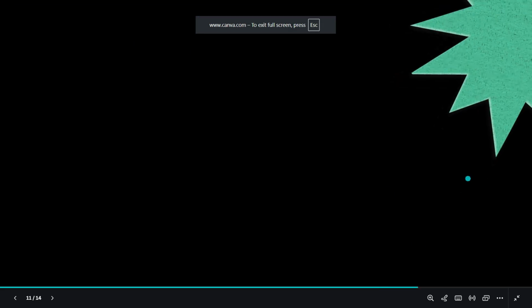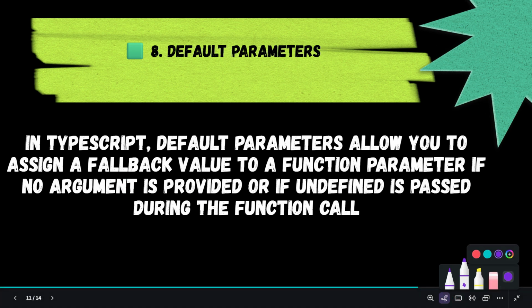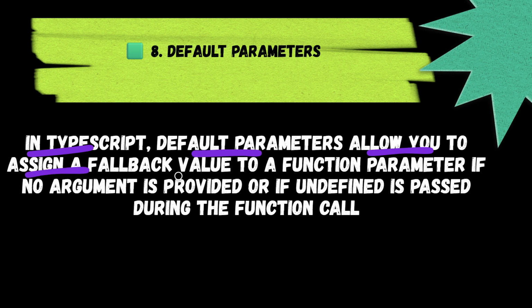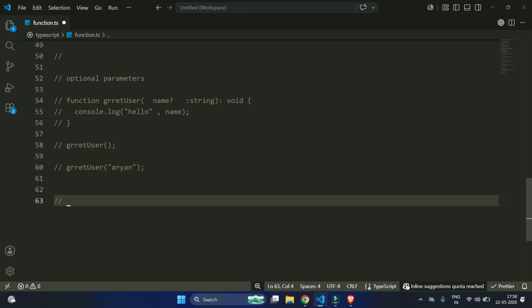Now next it is about default parameters. In TypeScript, default parameters allow you to assign a fallback value to a function parameter if no argument is provided or if undefined is passed during the function's call. So let me check it with examples.